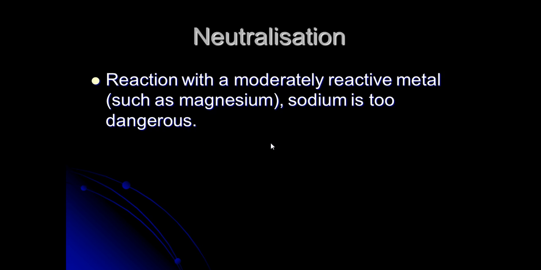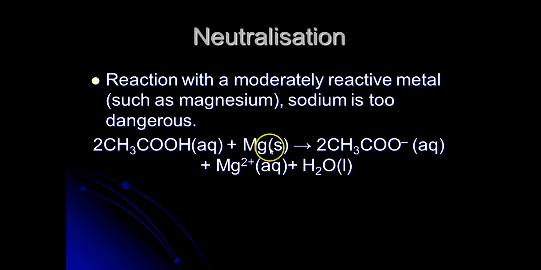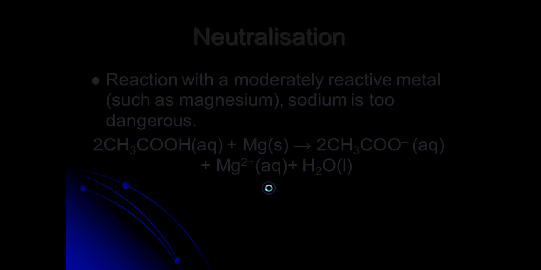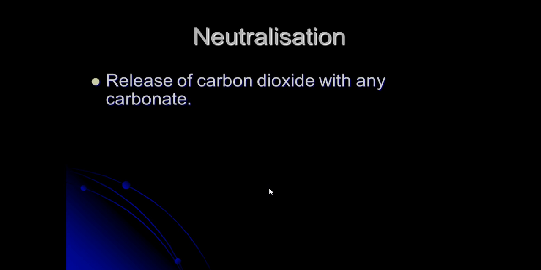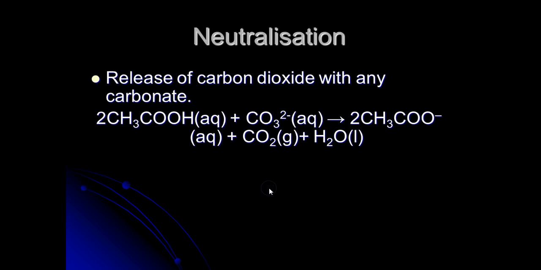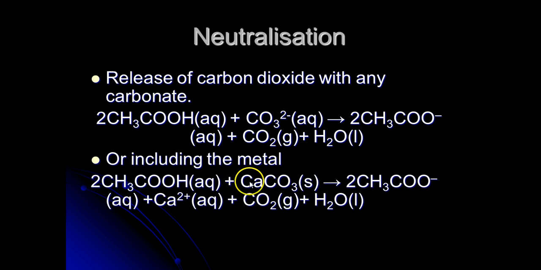Reaction with a metal, so again, typical reaction of an acid. You've got plus magnesium, you've got the ethanoate ion again, bonded to the magnesium as well there. Reaction with carbonate, so again, similar to other acids, you've got carbonate here from calcium carbonate or sodium carbonate that they wanted to react it with, producing a salt, CO2 and water. Or you could include the metal and write it like that.